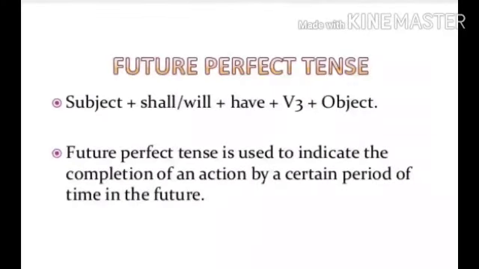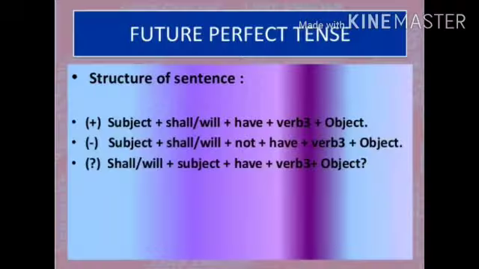Now the next kind, future perfect tense. Future perfect tense describes an action that will be completed perfectly by a specific time in the future. Let's move towards the structure of future perfect tense.